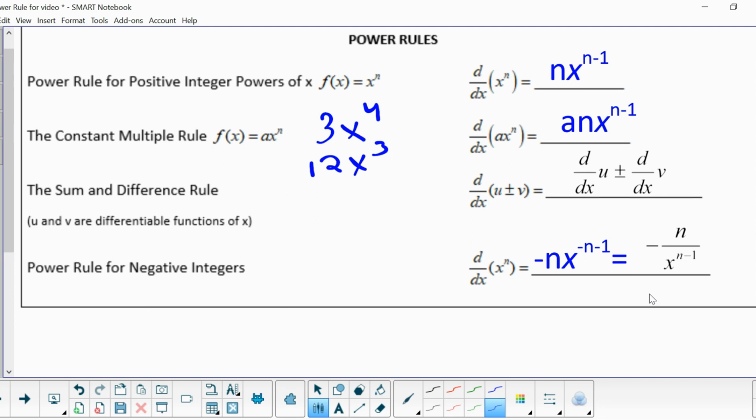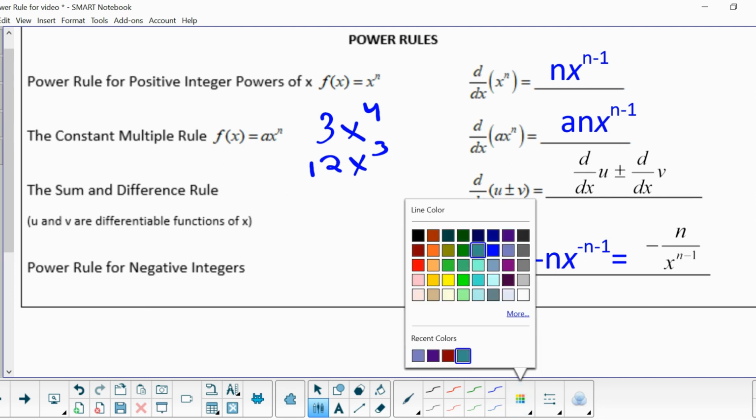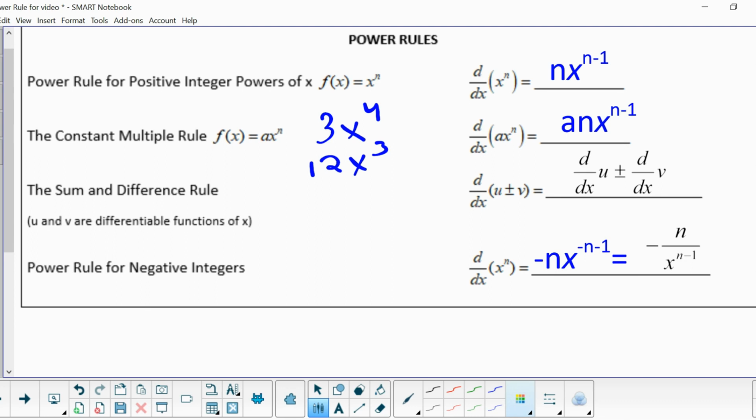So this actually will be used a lot when you have something written as a fraction. So let's say it's like 1 over x to the 4th. Okay, you do not take the power rule here and take the 4 out front down here. You have to rewrite this as a negative power, so x to the negative 4.